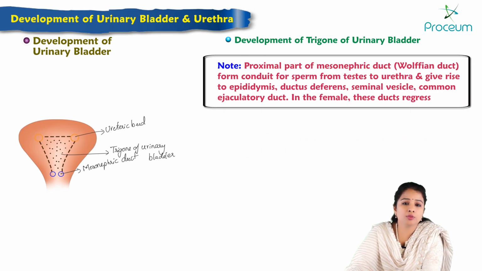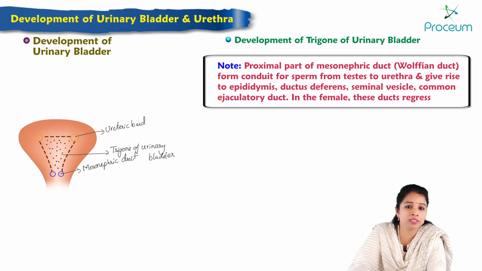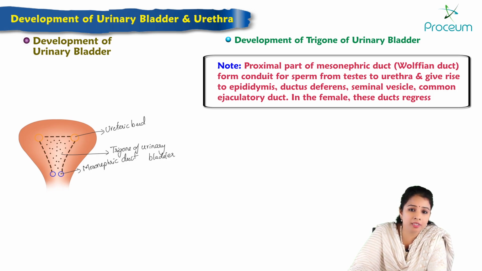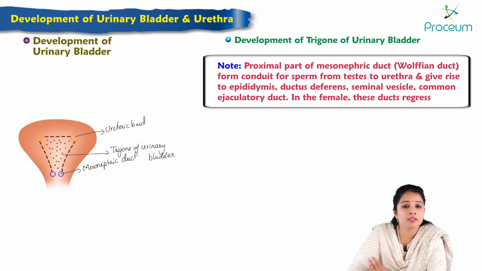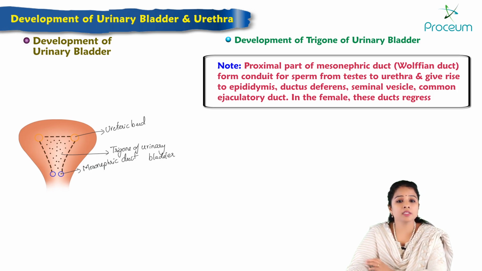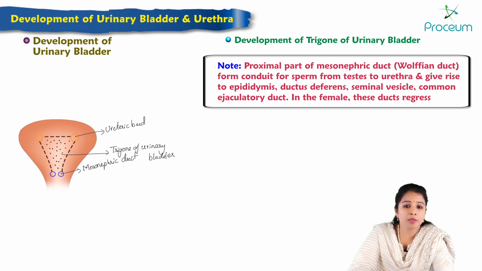One thing we have to note here: the proximal part of the mesonephric duct, or the Wolffian duct, forms the ductal system in the male genital system. They form the conduit for sperms from the testis to the urethra, and give rise to the epididymis, ductus deferens, seminal vesicle, and common ejaculatory duct. In females, these ducts regress completely.